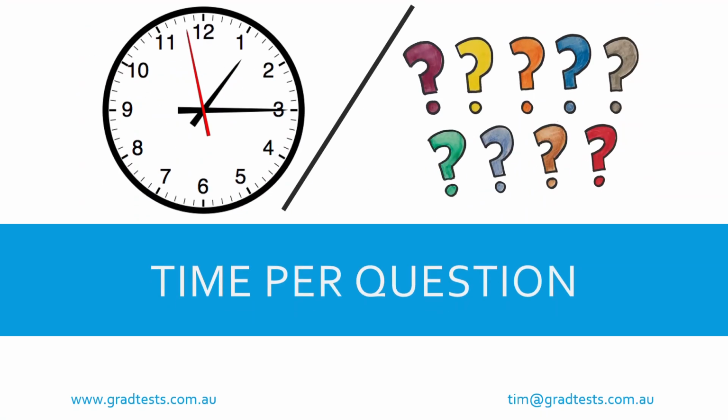And what you want to do is divide one by the other to give you a sort of time per question ratio. So let's say you've got 25 questions in 25 minutes. You're going to have about 1 minute per question. And you want to monitor this throughout the test. You want to make sure that you're hitting around this level, I would suggest.